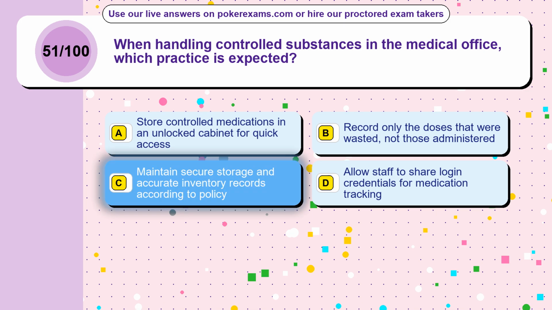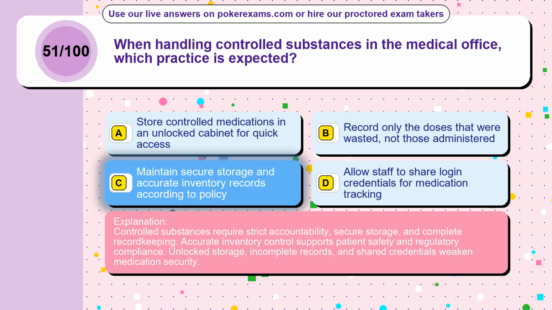The correct answer is option C. Maintain secure storage and accurate inventory records according to policy. Controlled substances require strict accountability, secure storage, and complete record keeping. Accurate inventory control supports patient safety and regulatory compliance. Unlocked storage, incomplete records, and shared credentials weaken medication security.